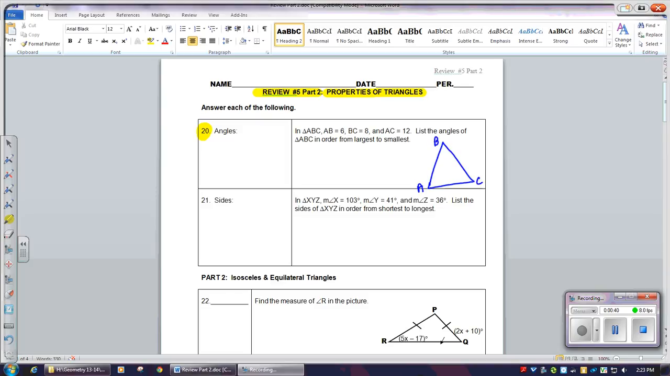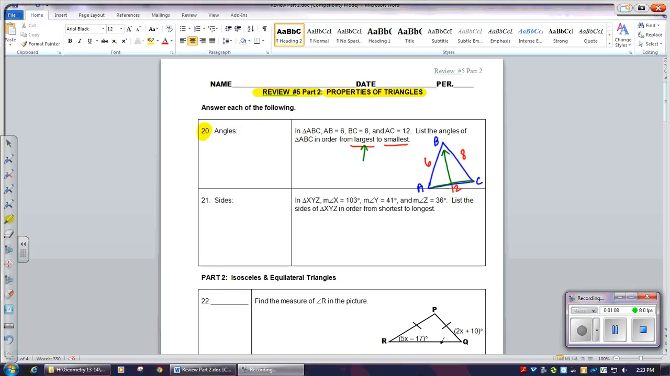Next, label it, mark it, whatever needs to be done. AB is 6, the length is 6. BC is 8. AC is 12. Now everything is starting to come to life. It's going to have more meaning. List the angles of triangle ABC in order from largest to smallest. Well, we learned in class that the largest angle, which is what we want first, is across from the longest side. So here's the longest side.